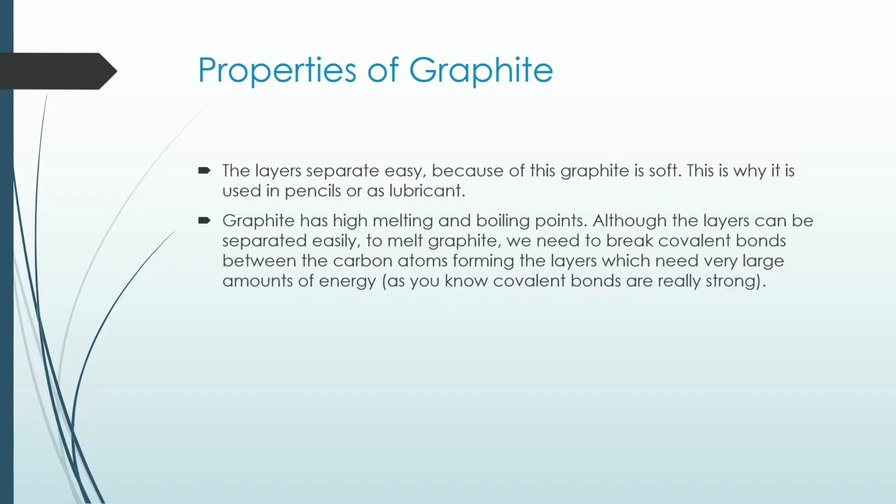Graphite has high melting and boiling points. Although the layers can be separated easily, to melt graphite we need to break the covalent bonds between the carbon atoms forming the layers, which needs very large amounts of energy. As you know, covalent bonds are really strong. In order to separate the individual carbon atoms, you need a lot of energy. Because of this, graphite has really high melting and boiling points, just like diamond.